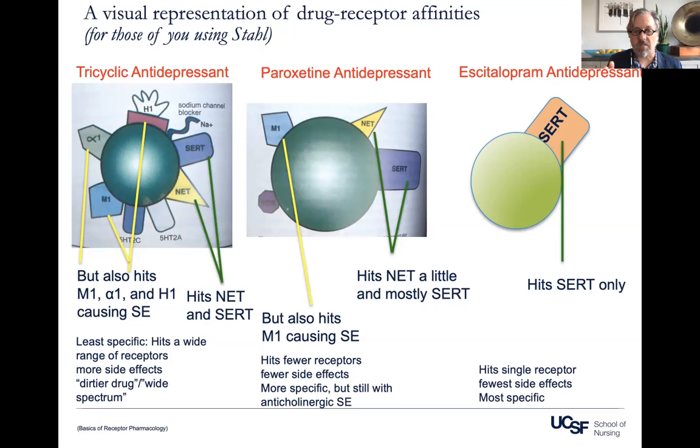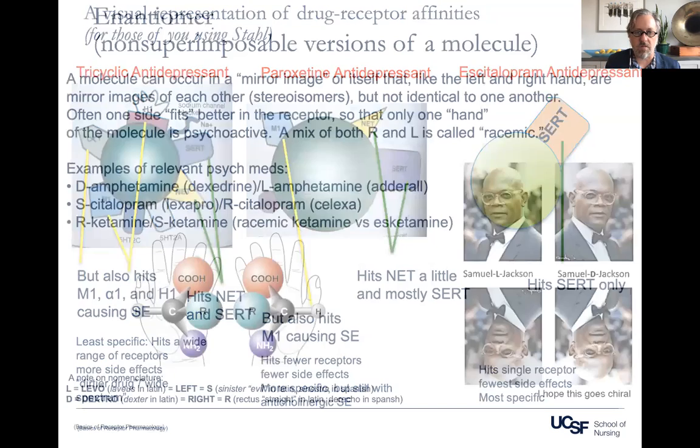Now, if we move to paroxetine, which is a more recent SSRI, mostly working on serotonin and norepinephrine, but also has some of these anticholinergic muscarinic side effects. And compare that to a much more recent antidepressant such as escitalopram, which is pretty much a pure serotonin transport inhibitor. So this has the fewest side effects. So this is a kind of a visual schematic that Stahl likes to use.